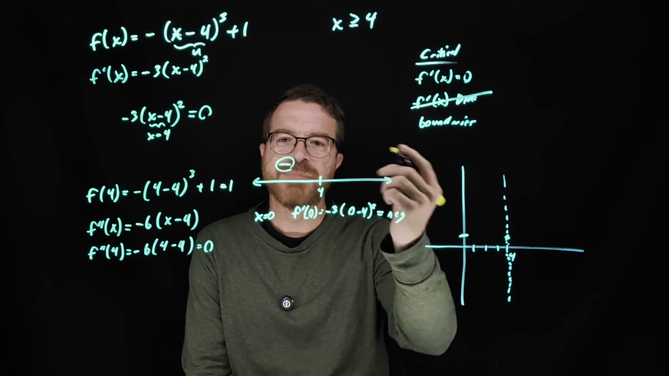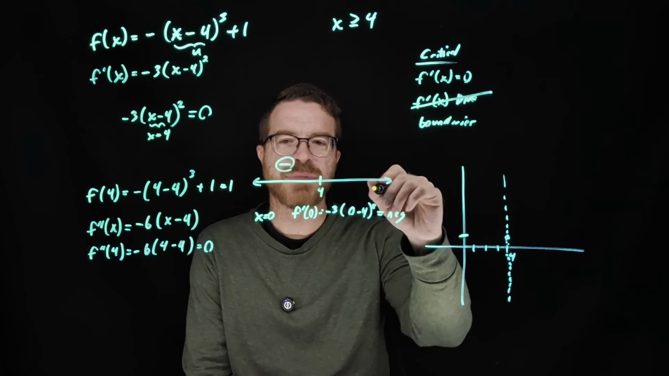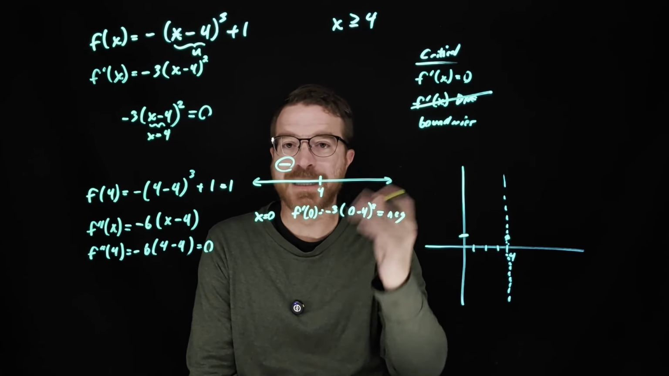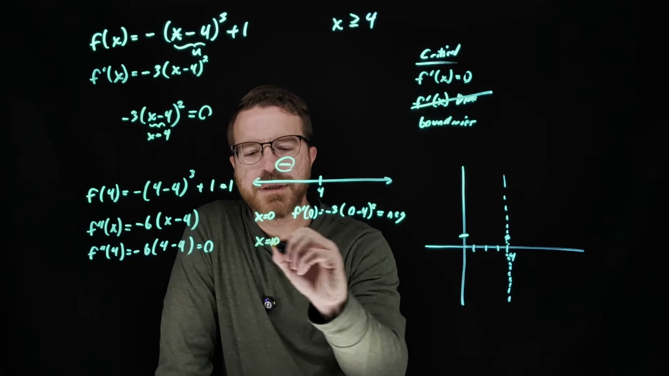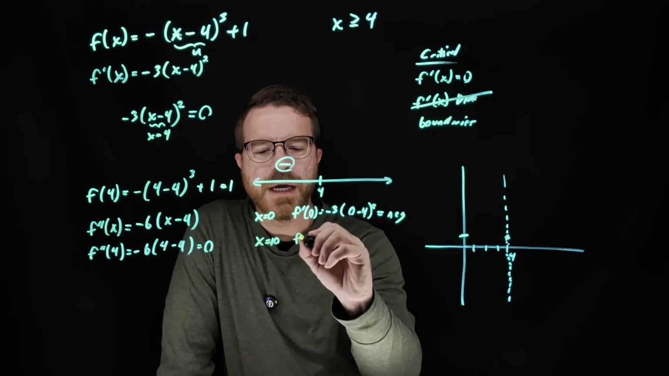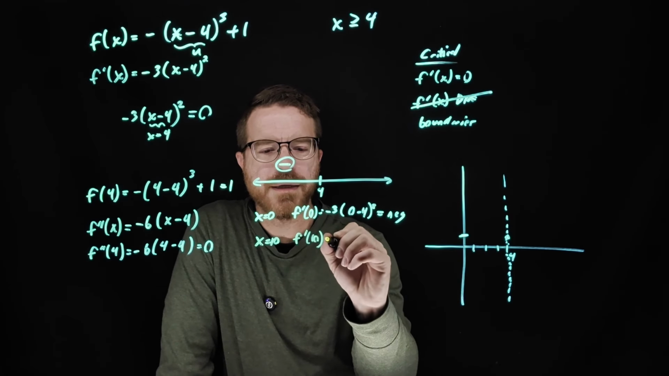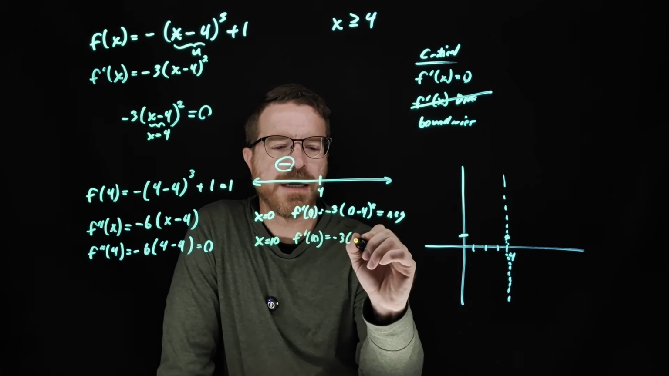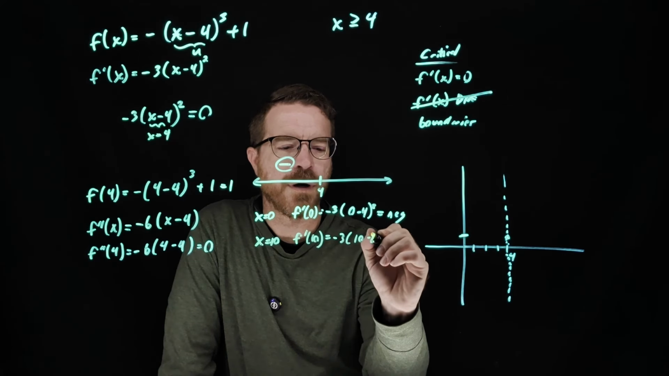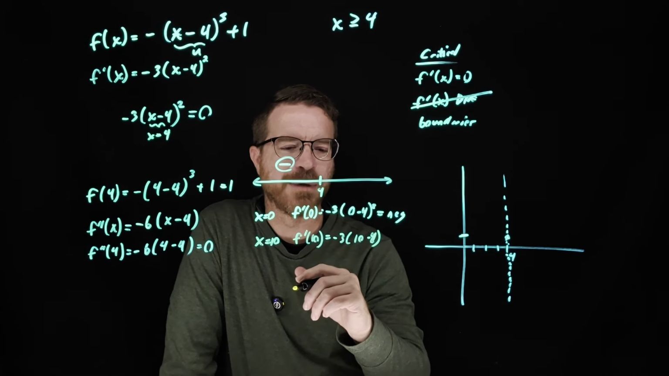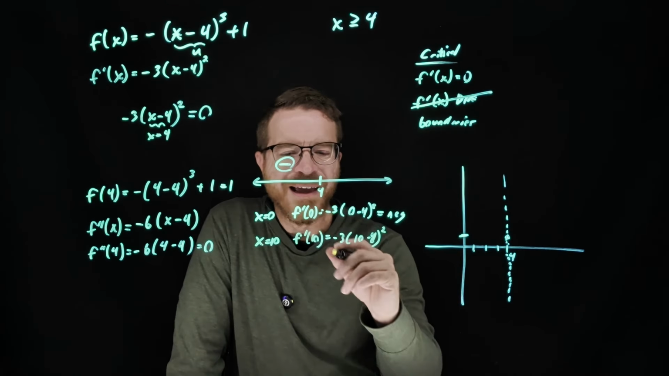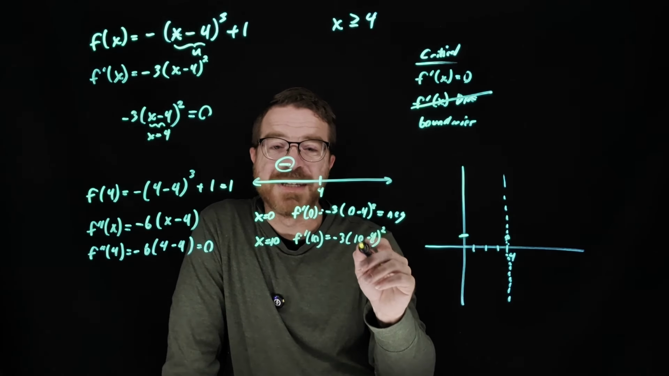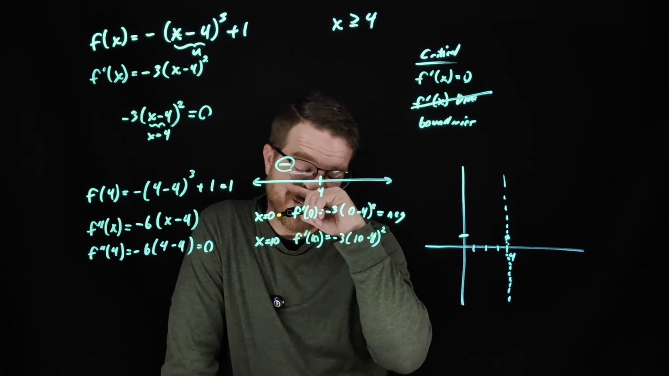I'm going to pick an easier number. I'll do 10, just because 10 is a lot easier to use than some of the other numbers. So let's say we have x equals 10. If I do f prime of 10, this is going to be equal to negative 3 times (10 minus 4) squared. I actually didn't think about that, I could have just done 5. Whatever, I'm already committed. So 10 minus 4 is 6, and 6 squared is 36.